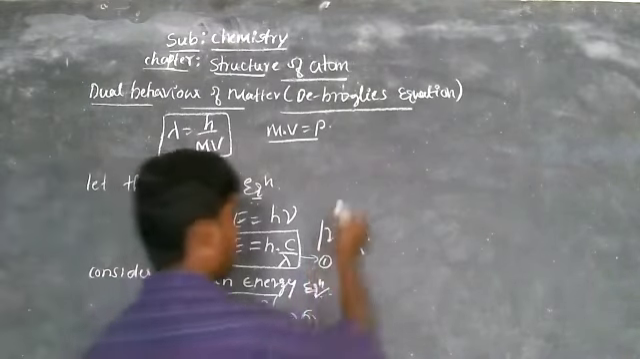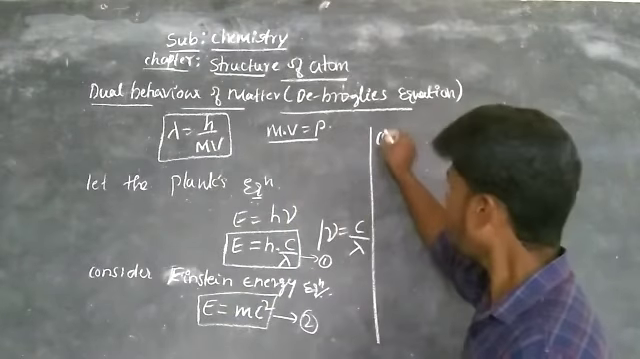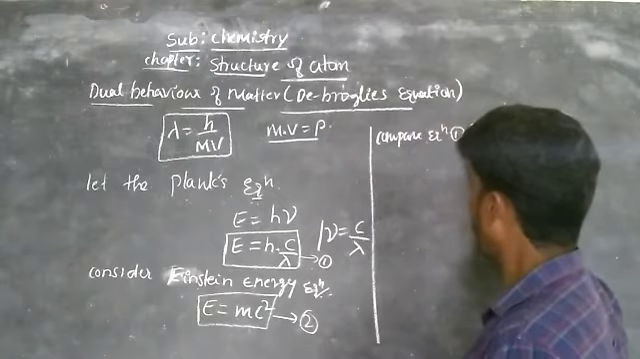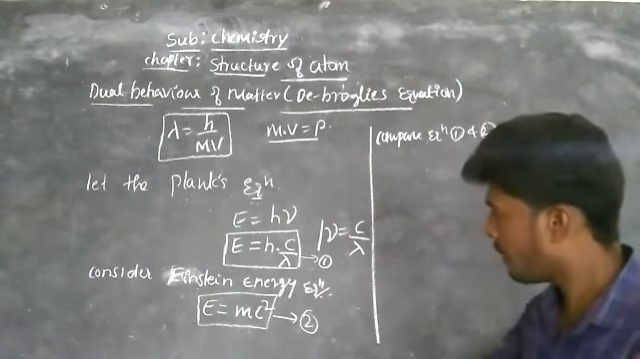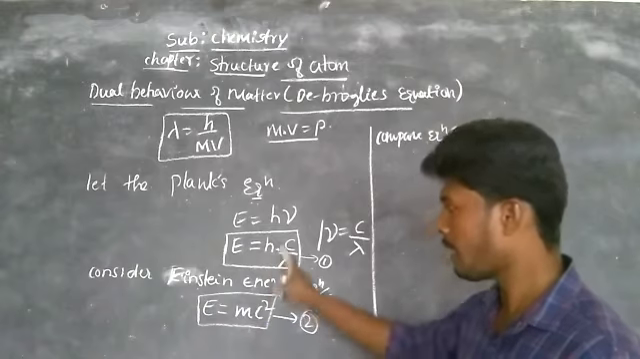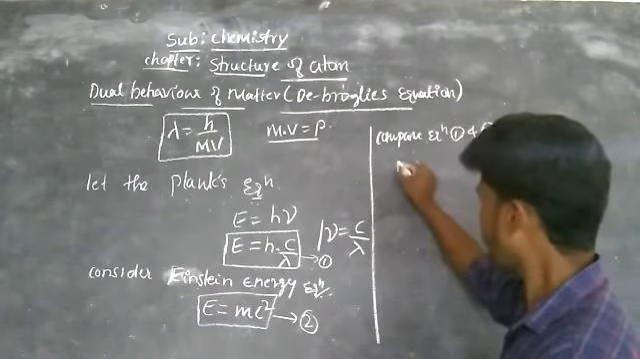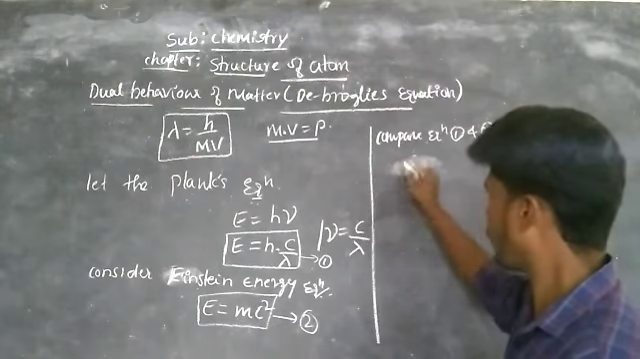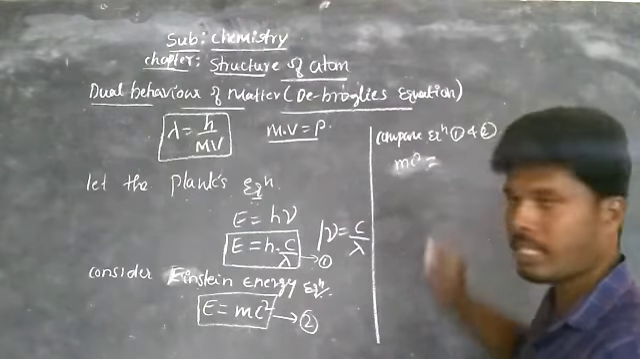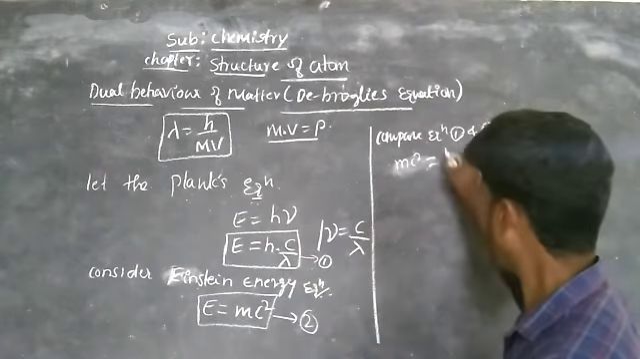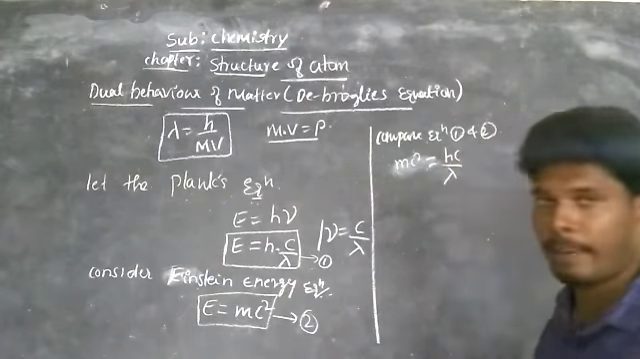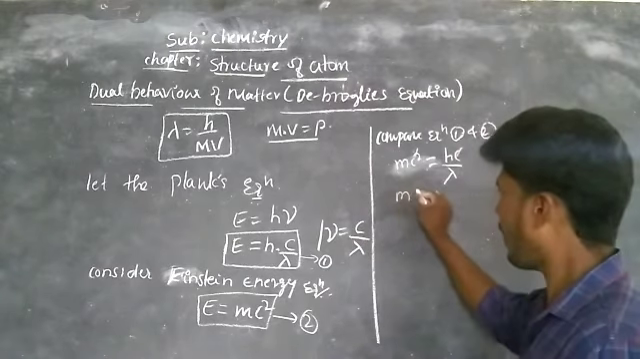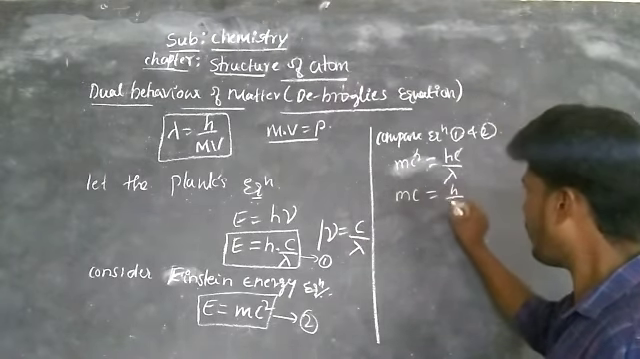Compare equation 1 and 2. So what do you get? The left side is same, and compare the right side. That is mc square is equal to hc divided by lambda. Now c gets cancelled. The remaining is mc, that is equal to h divided by lambda.